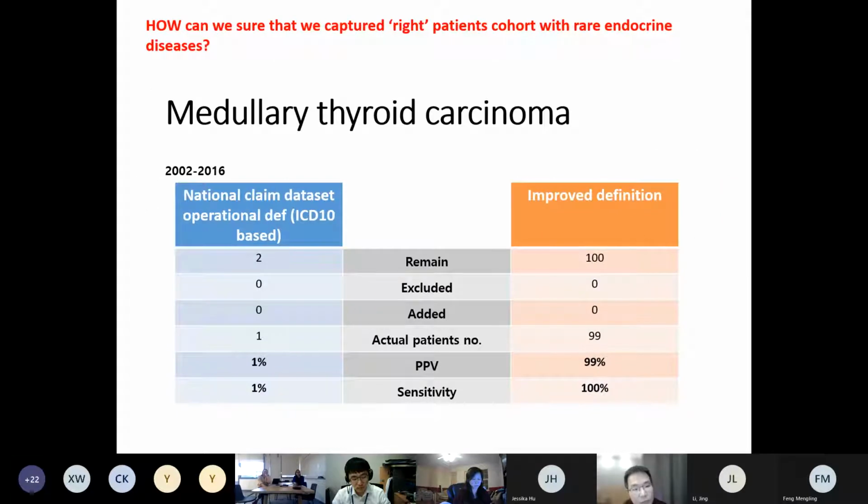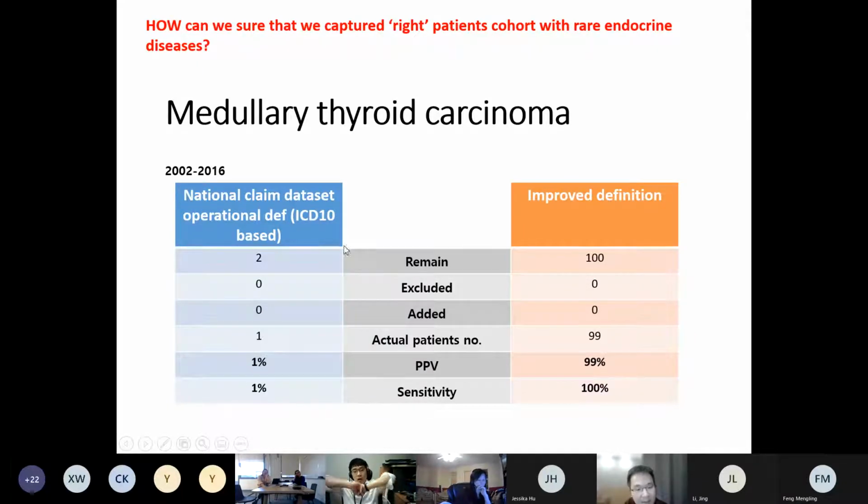But the problem is, how can we ensure that we captured the right patient cohort with rare endocrine diseases? For example, medullary thyroid carcinoma is not defined in ICD-10 codes. So some institutions use an ICD-10 based data set structure, and Severance Hospital, our hospital, has a local term key for medullary thyroid carcinoma, which is lucky. So in that case, we can map the local term key to the SNOMED CT and OMOP concept. That is not problematic, but in some institutions using only ICD-10 codes, it was problematic.